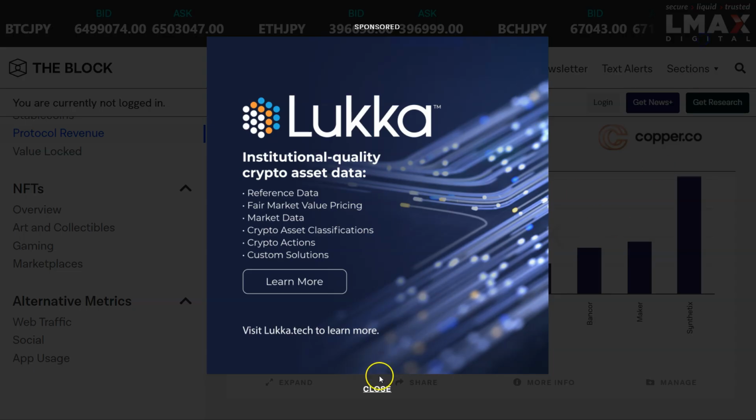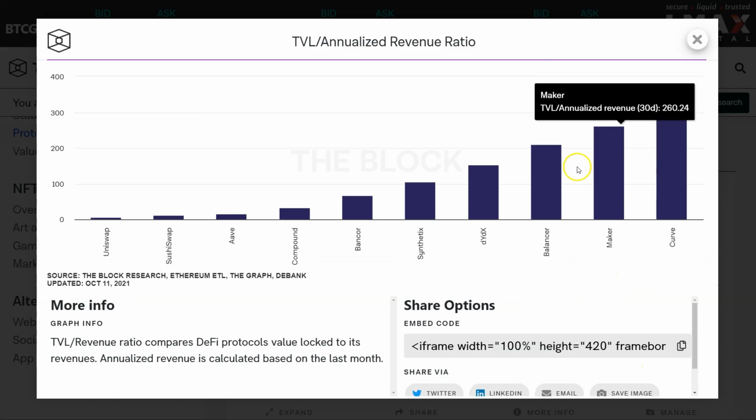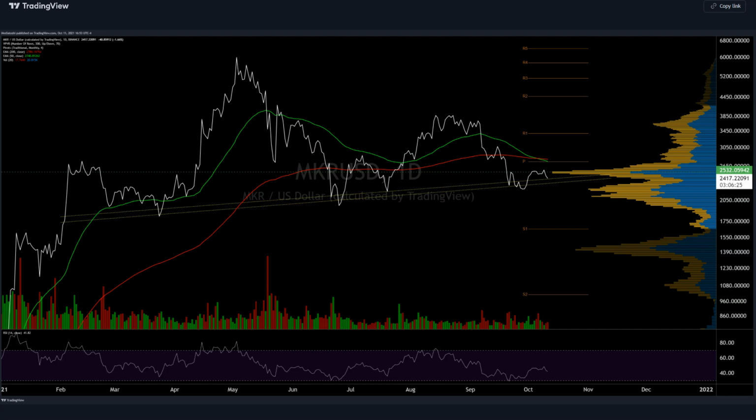We can even look at TVL versus revenue. Maker's still kind of at the back of the pack there. So I don't think that's going to matter. Even though it's high on the list TVL-wise, that's not going to move the needle price-wise, I don't think.